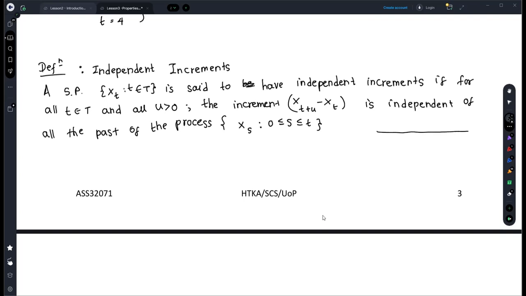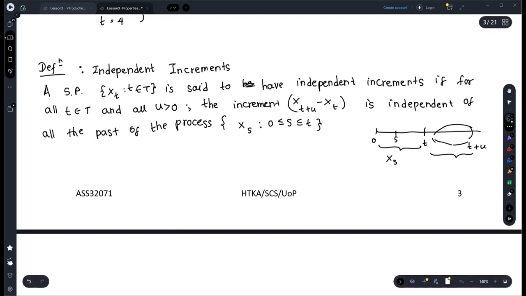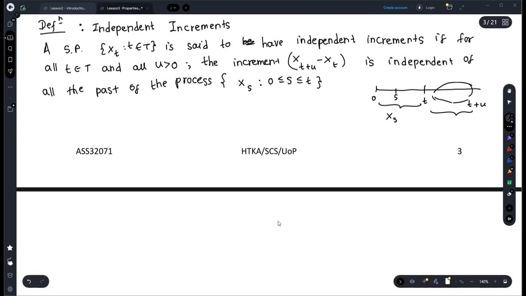So here's your t. This is t plus u, and s will be somewhere here, from 0 to t. So this is the past of the process, this is the current, this is the increment, right? If this increment does not change when you change what happened here, then we call it an independent increment. Now let's see an example and see how this can happen, okay?